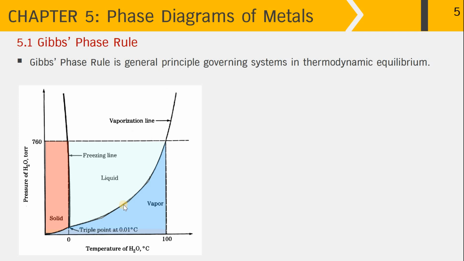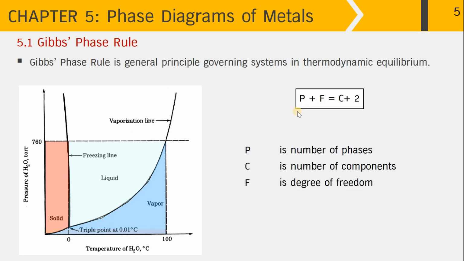Also, there are 2 lines that separate 3 different phases. The first one is lying over here, which is the vaporization line that separates 2 different phases, which are the liquid and the vapor. Another line here is the freezing line that separates the solid and the liquid. And if you can notice, over here is the triple point at 0.01 Celsius, that the 3 phases of the solid, liquid, and vapor can stay together.